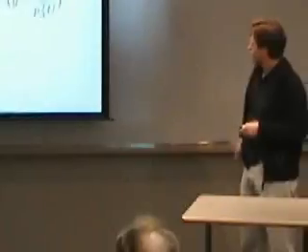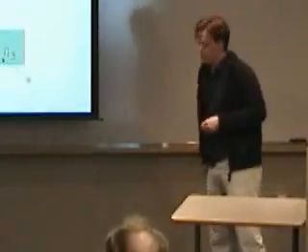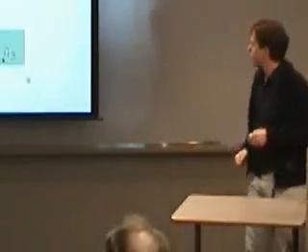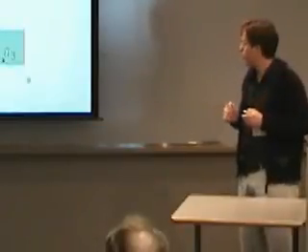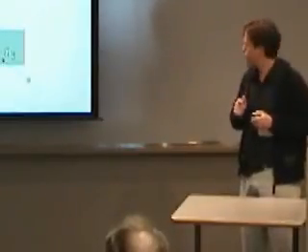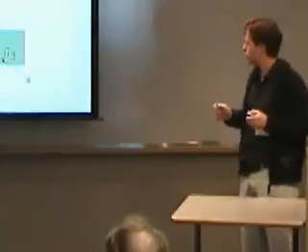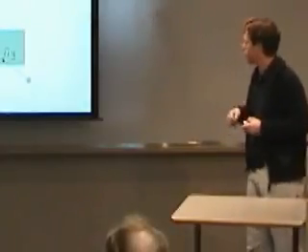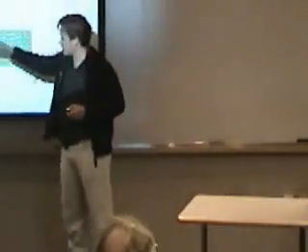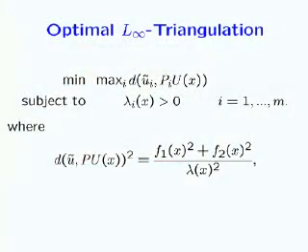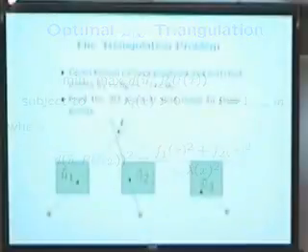Alright. So let's look at the triangulation problem. In the triangulation problem, the cameras are assumed to be known, and we're given matched point coordinates in different images. We want to find points that match these as closely as possible, and generally there are errors in the measurements.